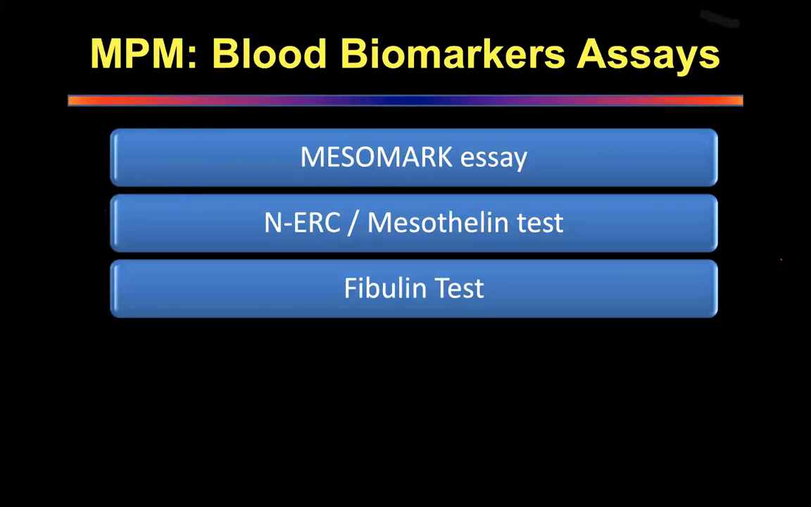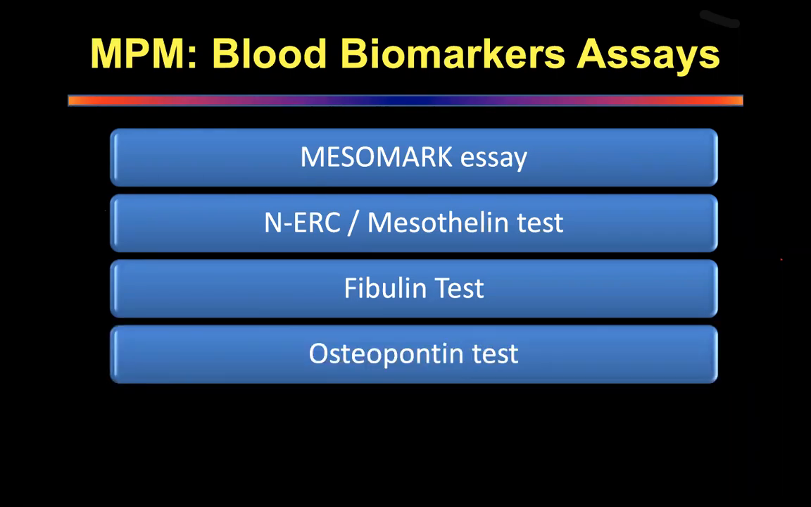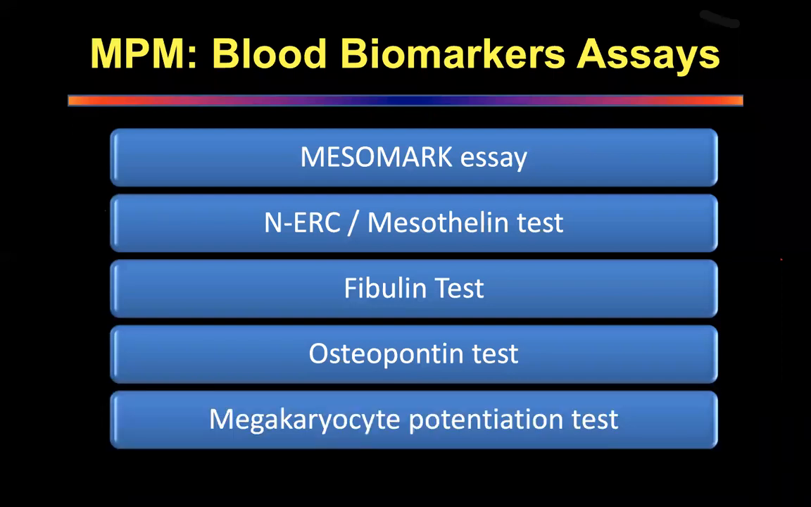The other biomarker that is available is fibulin. So when you write in your exam, please remember these names. This is good for theory, not so good for practice. But in the vivas, we could ask you, what is the biomarker that you know of? And Mesomark is the only one. SMRP is the only one that you should talk about. The other one is osteopontin test. So this is again no sensitivity available at the moment.